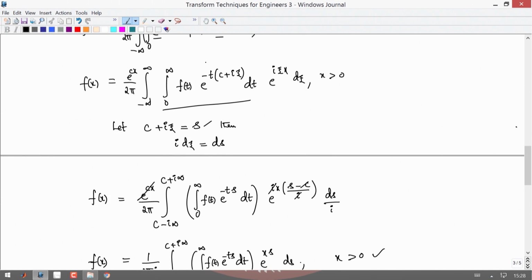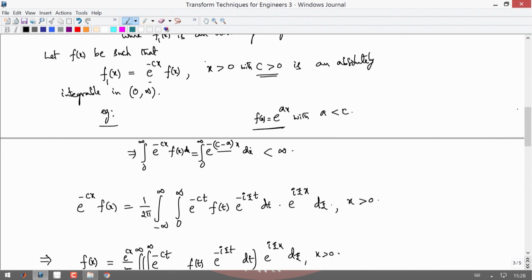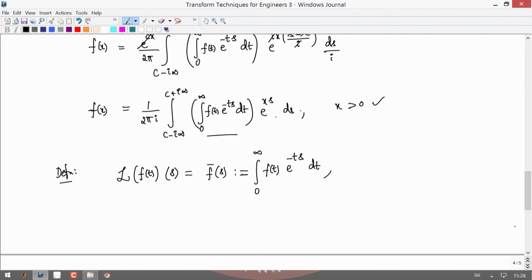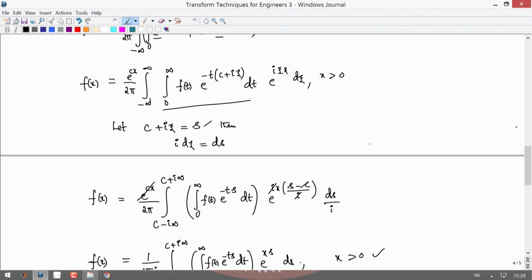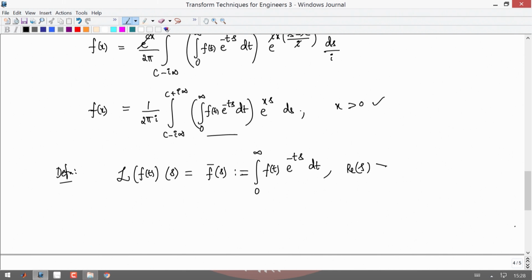What is s? s is c plus i xi. So, what is c plus i xi? If your f is of type e power a x, this is called a function of exponential order e power a x, then s is a complex number now. So, s is a complex number, and the real part of s is actually c.